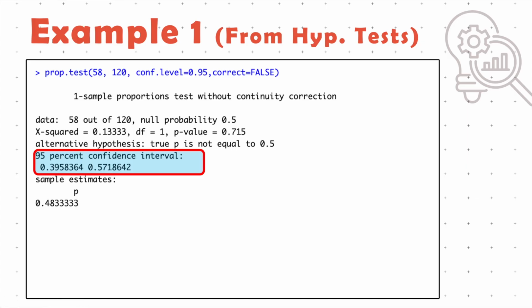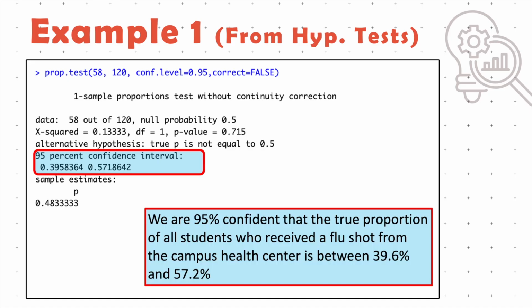We want to create an interpretation from that. So this interpretation is likely the same one you saw in Math 152, but I would say something similar to: we are 95% confident that the true proportion of all students who received a flu shot from the campus health center is between 39.6% and 57.2%.